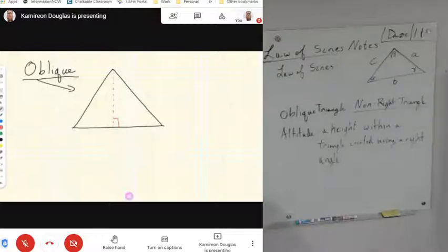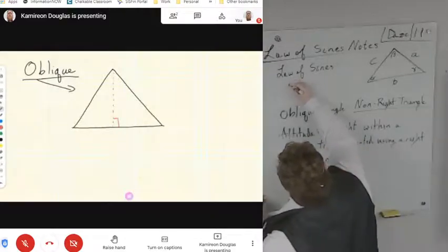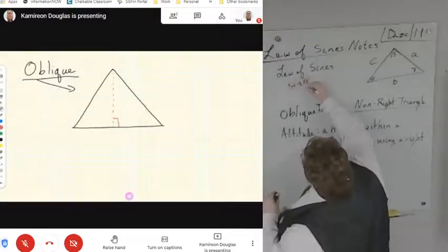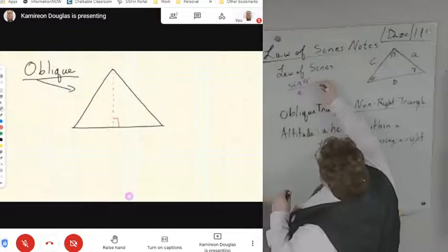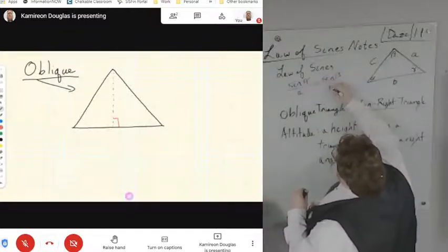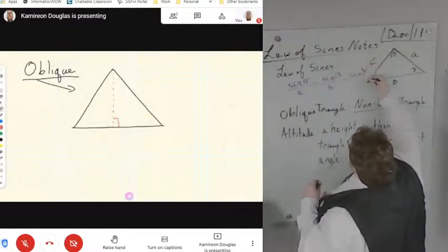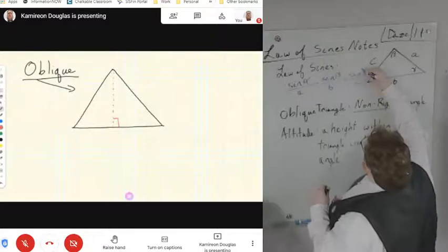Now, the law of sines states that sine of alpha divided by A equals sine of beta divided by B, which is sine of gamma over C.